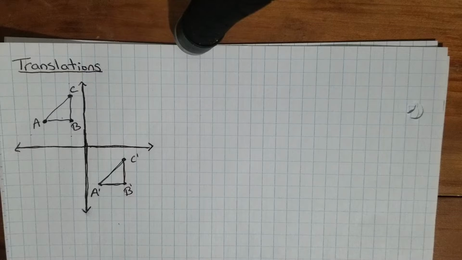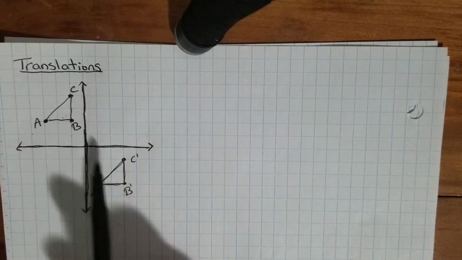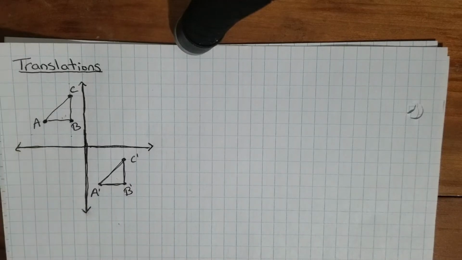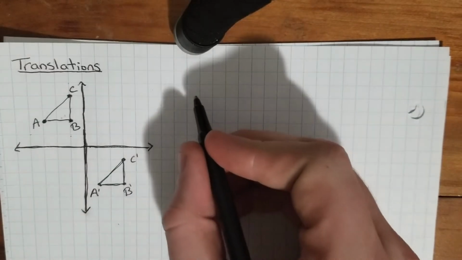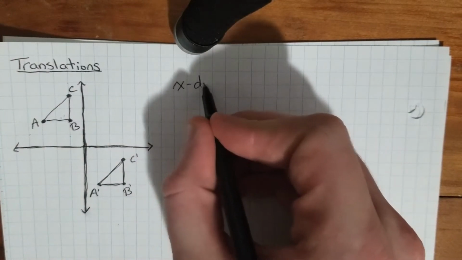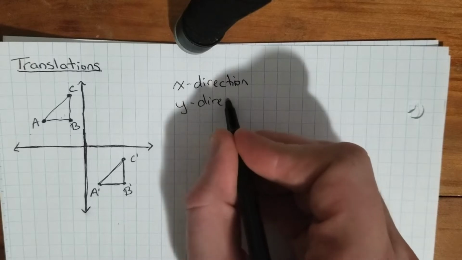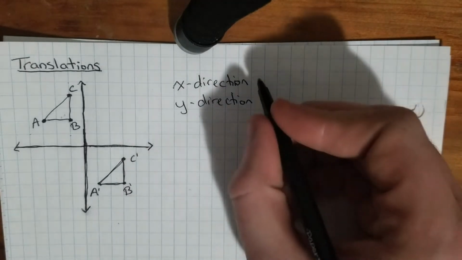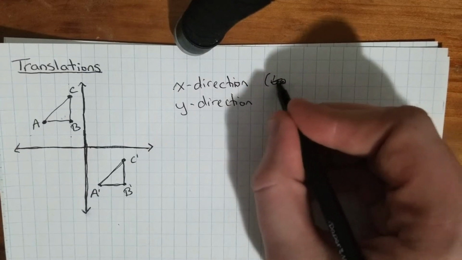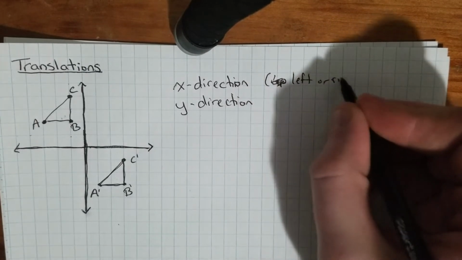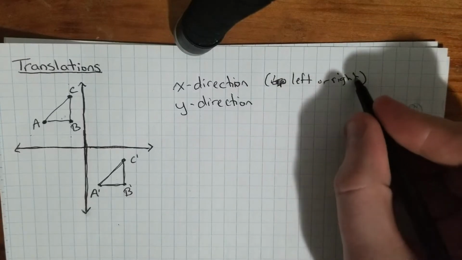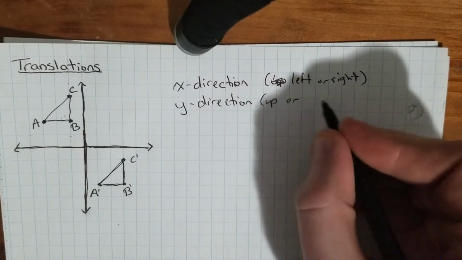Now, when we're working with translation, what we're interested in is how did we get from this shape to this shape? And this is called describing a translation. And when we describe a translation, we're basically asking how far did it go in the x direction and how far did it go in the y direction. Remember that the x direction is left or right, whereas the y direction is up or down.